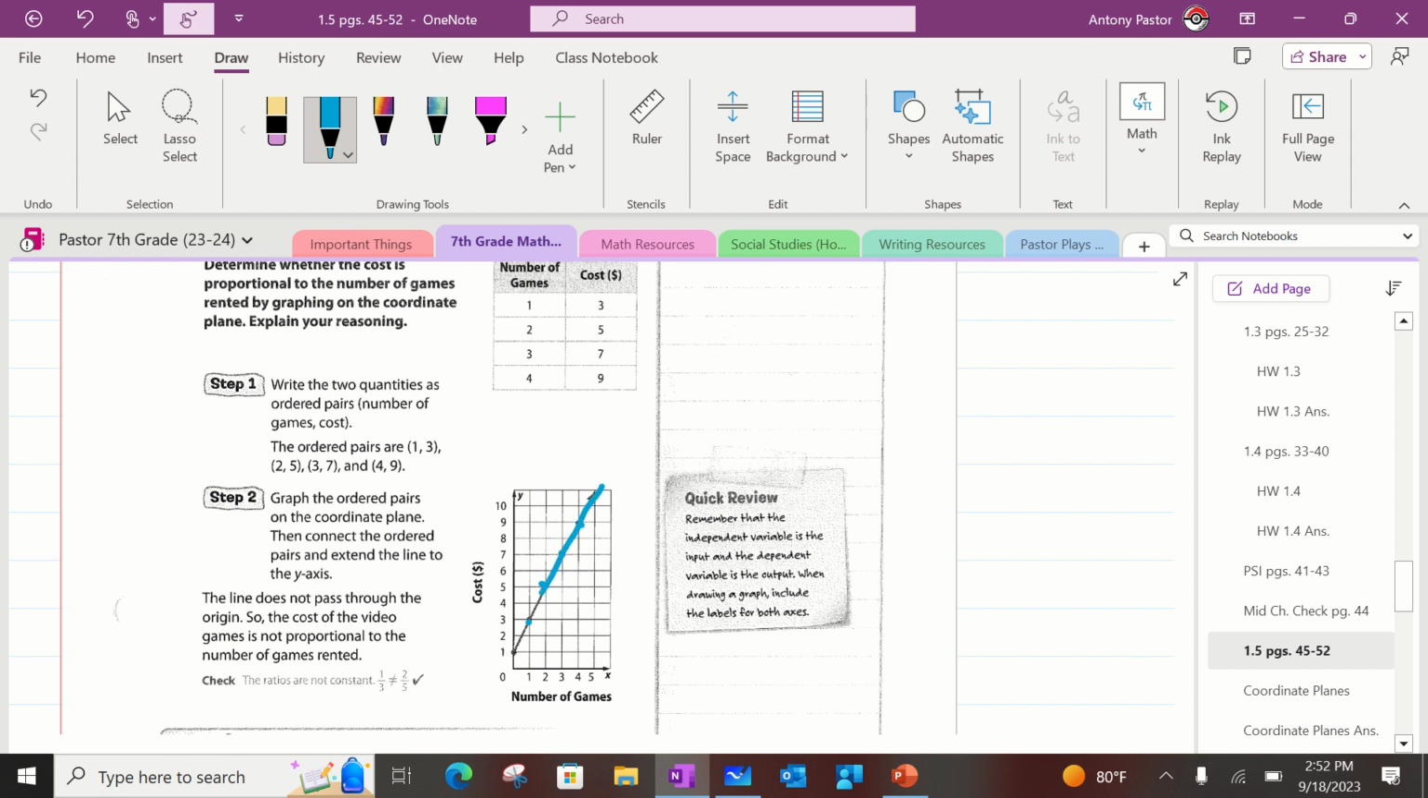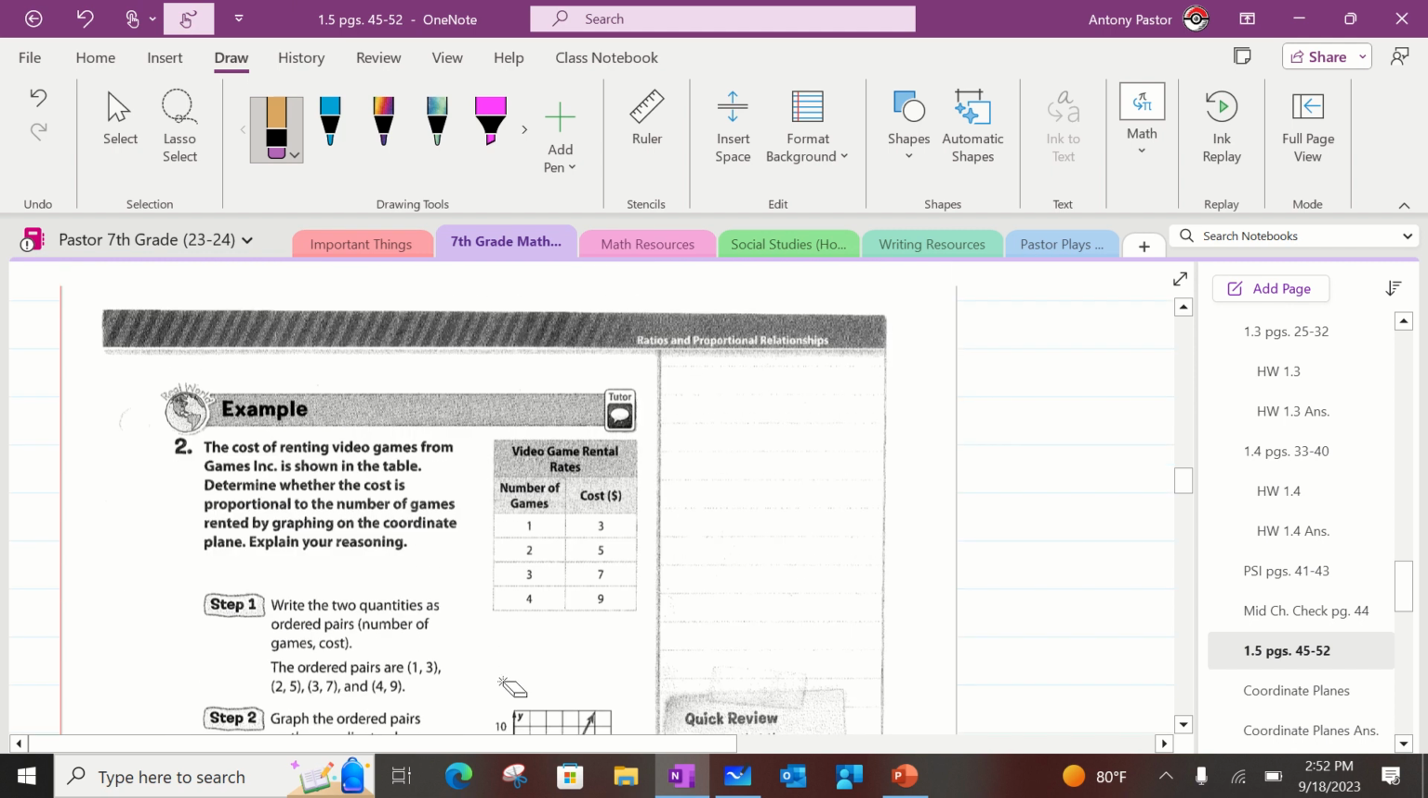Notice when I draw the line, it is a straight line, but does it go through 0? It does not. It does not go through 0. And I'll erase this really quickly so we can see their work.